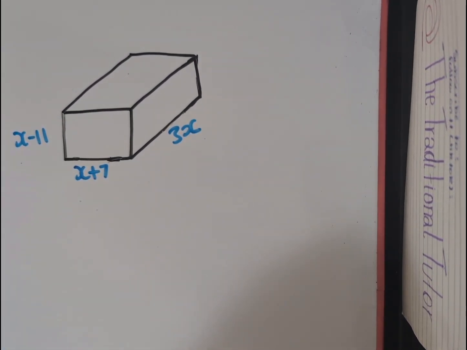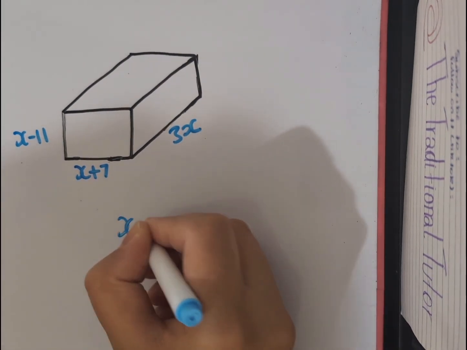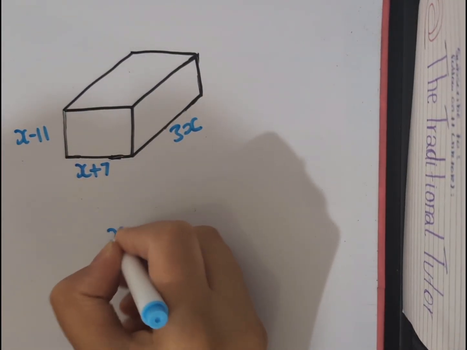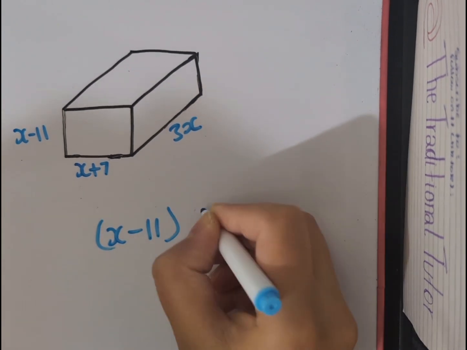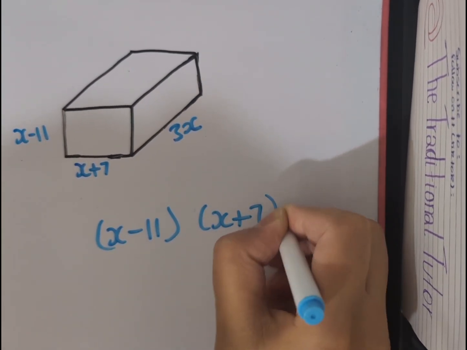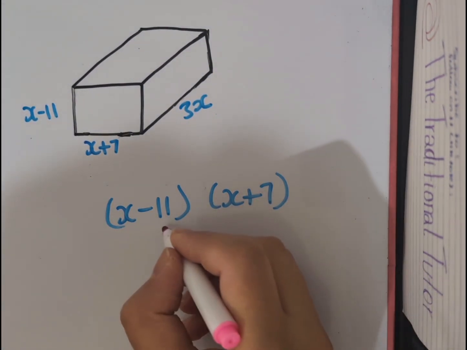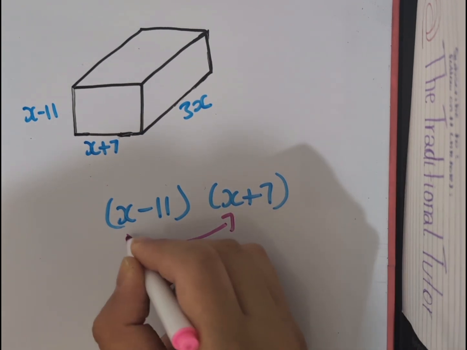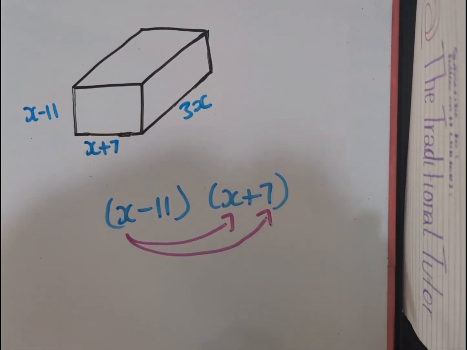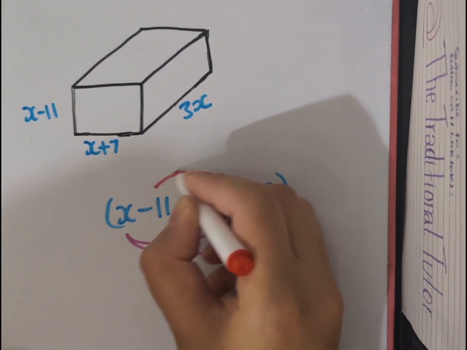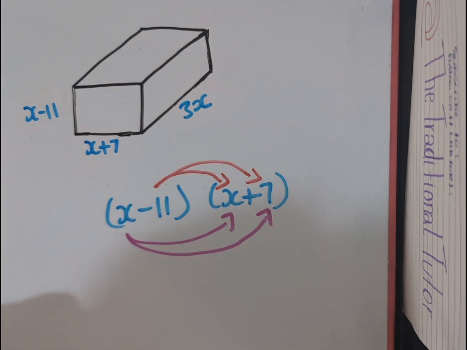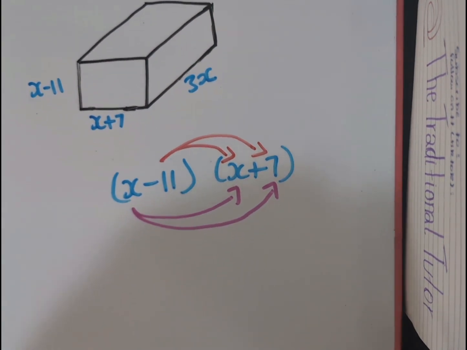So to do that, what I need to do is the following. I've got x minus 11, and I'm multiplying that by x plus 7, to work out the area of the rectangle. So I'm going to go ahead and draw my arrows, as I always do, to help me. So I've got x times by x, and x times by positive 7, and also I have got minus 11 times by x and minus 11 times by positive 7. So let's go ahead and actually multiply it out.